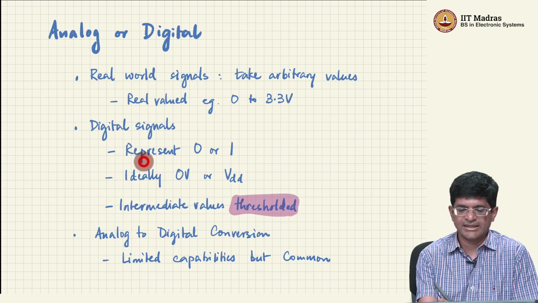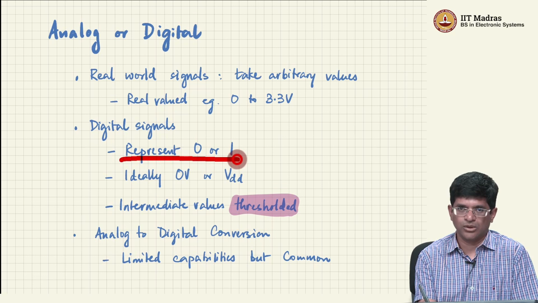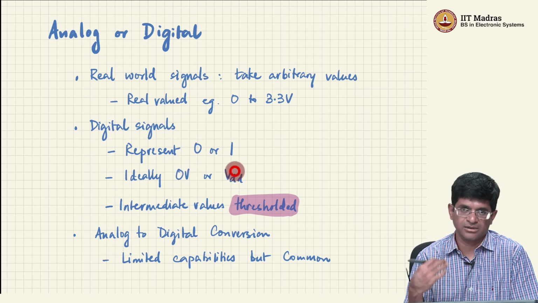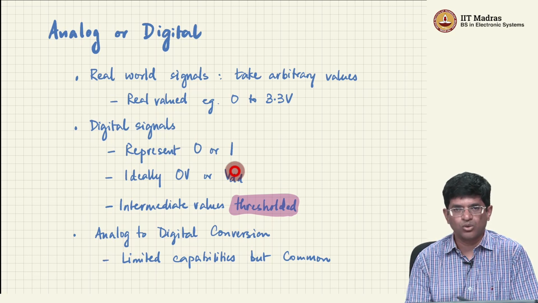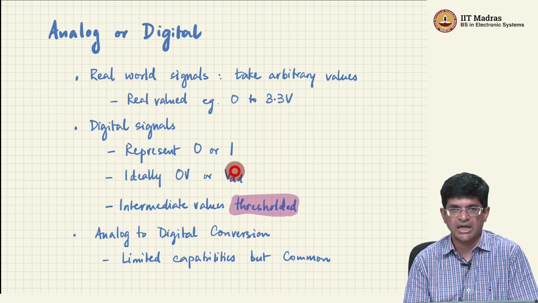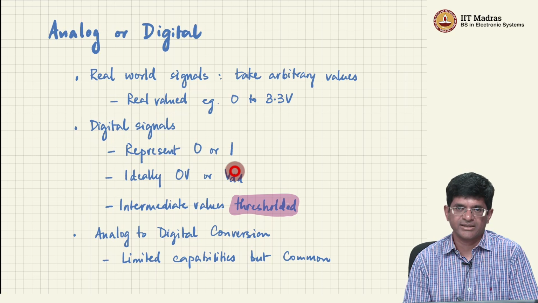On the other hand, digital signals logically represent either a 0 or a 1. Physically, a 0 would usually be 0 volts or ground, and 1 would usually be VDD, the digital supply voltage. Now what happens to a value like 2 volts? The way that is handled is that digital circuits usually have a notion of a threshold. It could be that something above 1.65 volts, which is half of the supply, is treated as a logical 1, and anything below that is treated as logical 0.